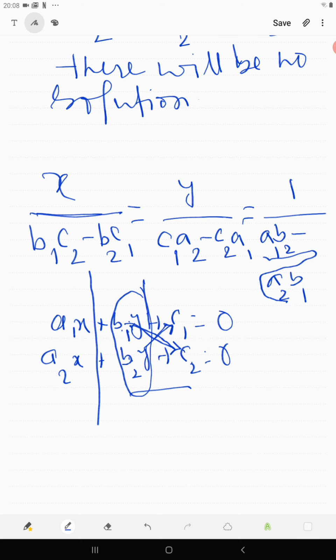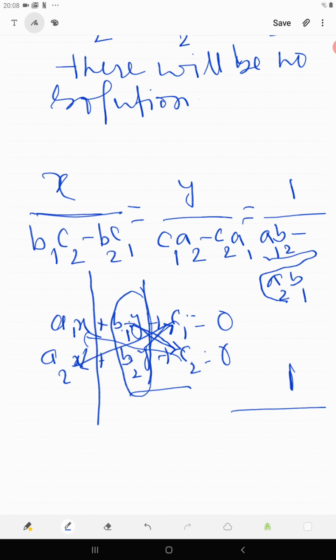Now if we are considering the y term, we will start from c1. So c1 a2 minus c2 a1. Okay, when we are doing for y. Now when we are doing for the constant, for the constant we will write 1. Okay, 1 divided by. This is very important.